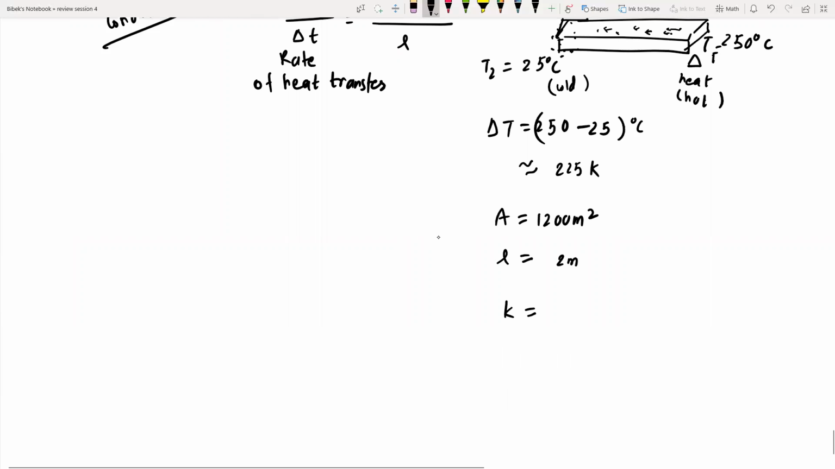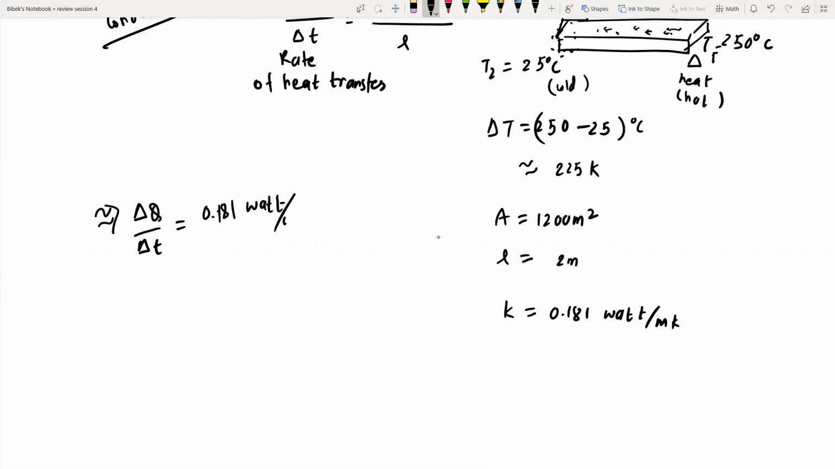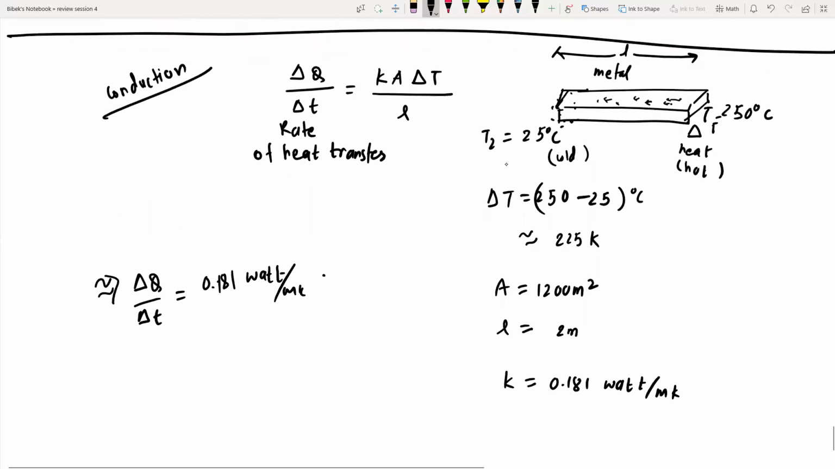For this case, I'm supposing it to be 181 watt per meter Kelvin. So if you solve this problem, what you will get is delta Q over delta T will be K, which is 181 watt per meter Kelvin, times your area, which is 200 meters squared, and you have 20.5 as your temperature change over length. Length is given as 2 meters.